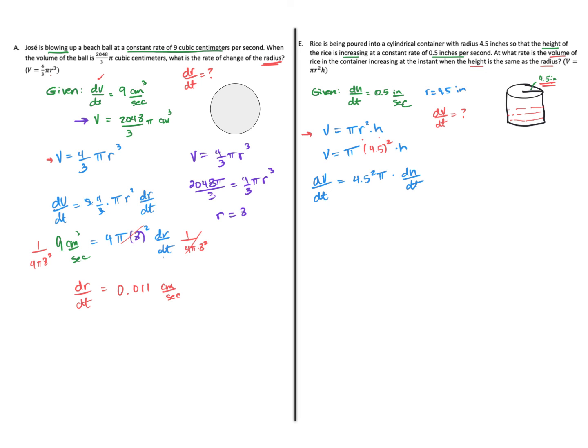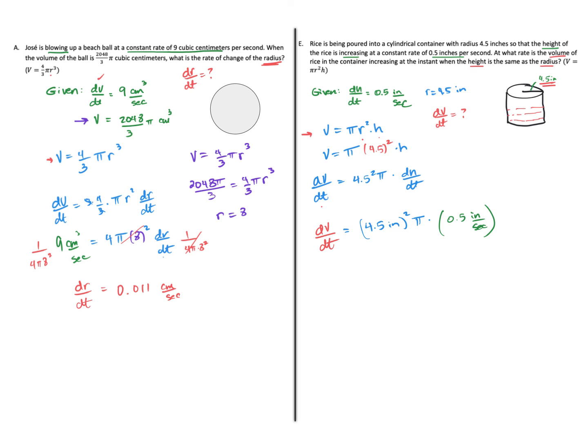On the other side, to finish this one, we actually have everything we need. We are looking for dv over dt, and we do not have any more variables on this side except we do have dh over dt. So dv over dt, and I'm going to put my units back in here, equals 4.5, and radius is inches, right? Squared times pi times dh over dt, which recall was 0.5 inches per second.